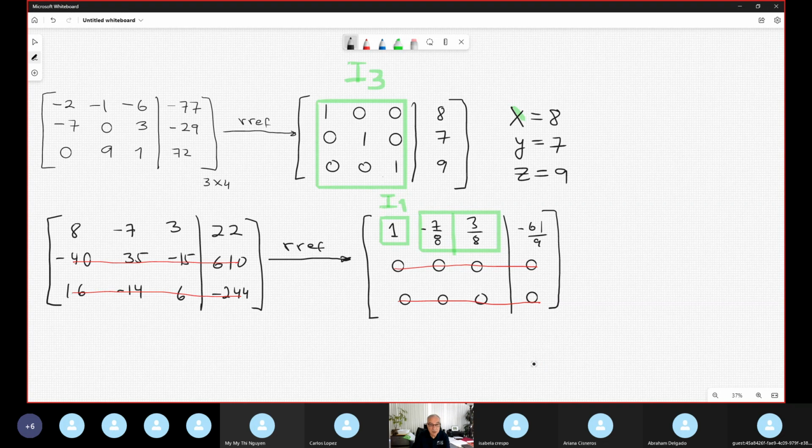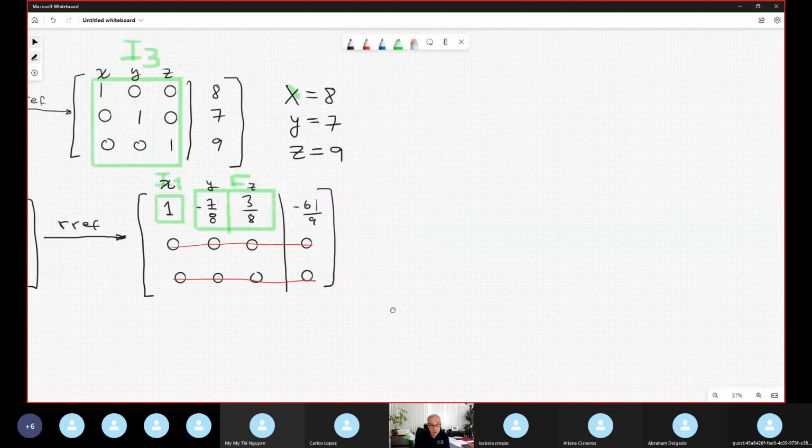So X is the variable that is not free. In this case, X, Y, and Z. We have no extra F block that represents the free variable, and Y and Z are free. Entonces we have infinity many solutions. It's obvious, right? Infinity many solutions.